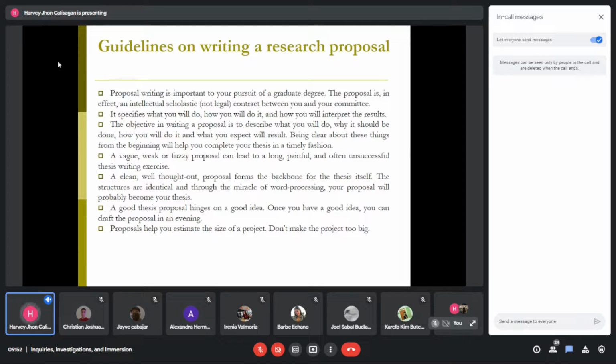And then the proposals help you estimate the size of the project and don't make the project too big. Actually, pwede na to siya ma-align siya class sa mga especially those are very professionals. Most of them have this project, this proposal that it's not budget friendly. And I think research are not project friendly.